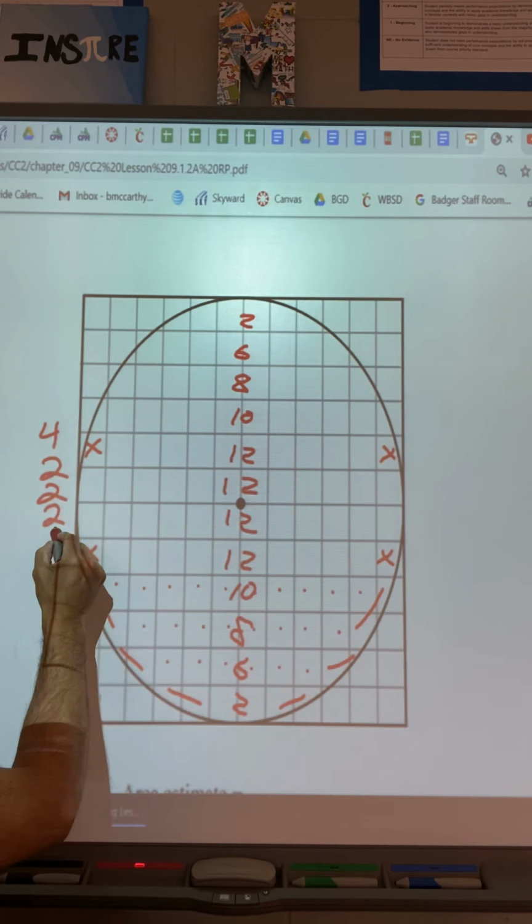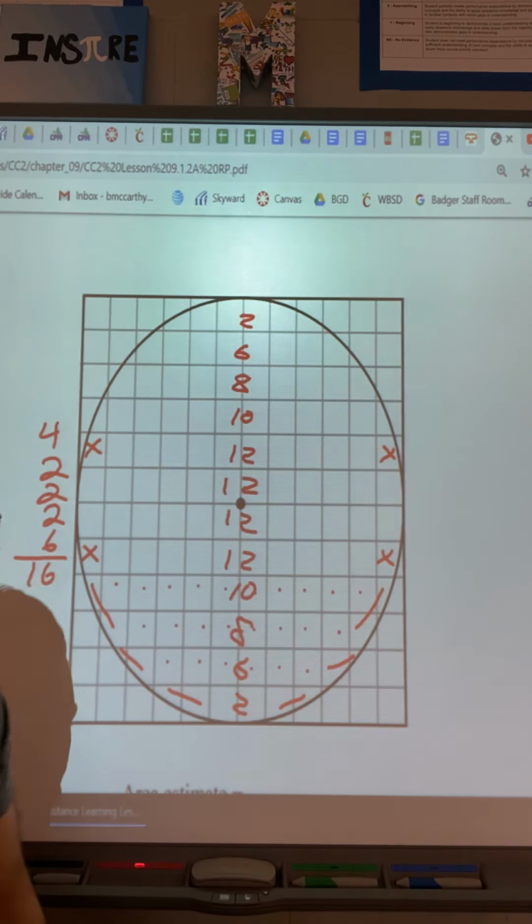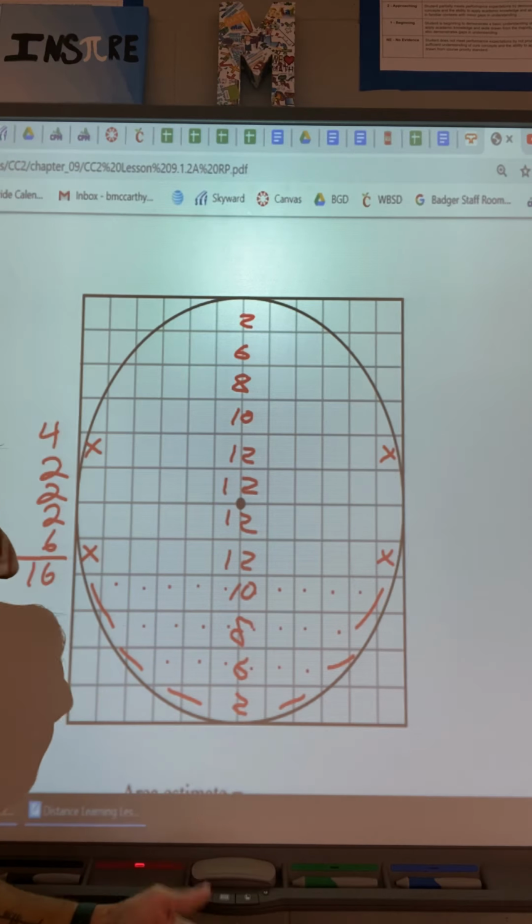So we're going to add, since we had 6, I'm going to add 6 more. So that's 10. So I'm going to add 16 to all those numbers. Again, that's just quick counting.